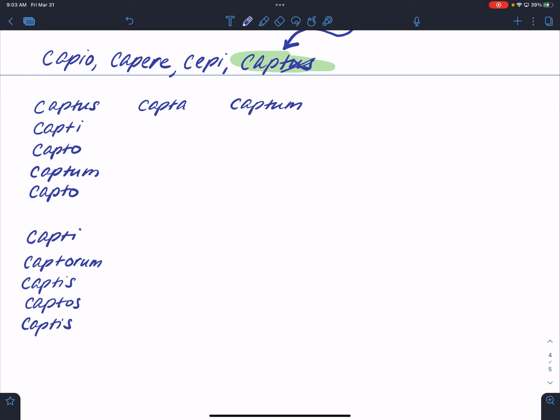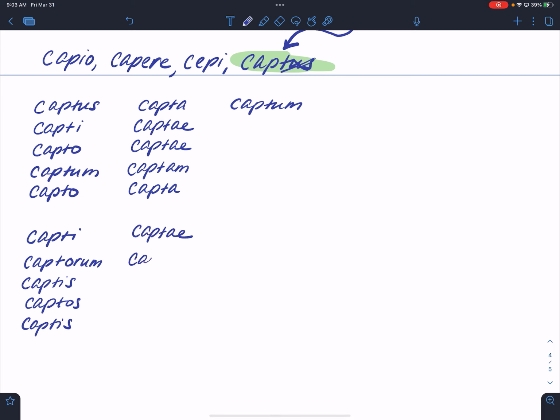Okay, now let's do the feminine column. Where are we getting these endings from? What declension? First declension. Okay, so capta, captae, captae, captam, capta. Plural: captae, captarum, captis, captas, captis.